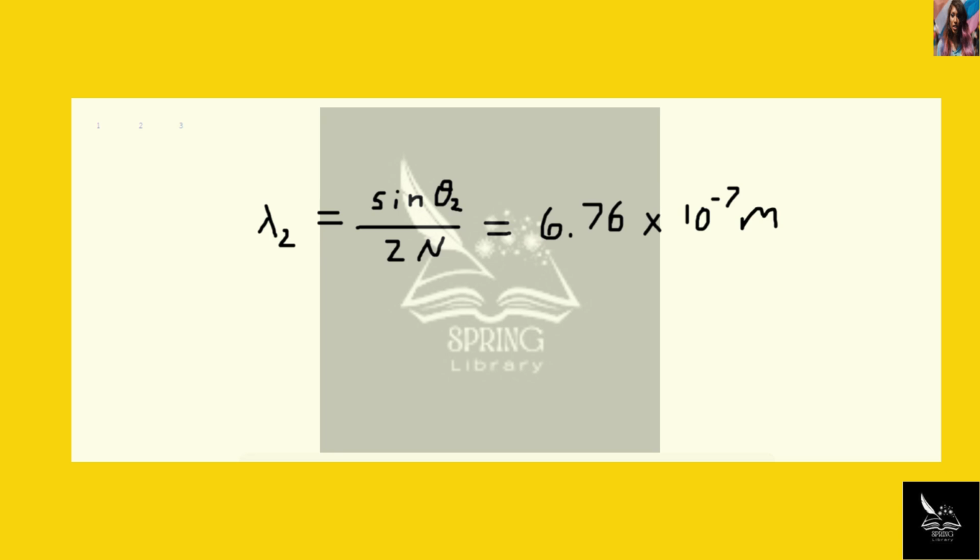So we have lambda 2 is equal to sine of theta 2 divided by m times n, where m is 2, times n. Plugging those values into this expression, we find that this is equal to 6.76 times 10 to the minus 7 meters. Again, I'm going to leave it in meters instead of converting it to nanometers, but either one is correct. Let's go ahead and box that in as our solution to the final part of the question.